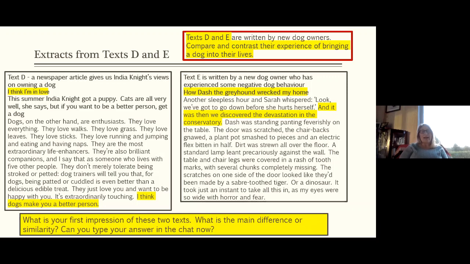Okay, so in the chat again, I want you to pop in there what your first impression of these two texts is. What's the main difference or similarity? So you might type text D is whatever you think she's saying about owning a dog. Text D, what is this writer saying? Okay, so Miss, can you monitor the chat for me, please? Yeah, I can.